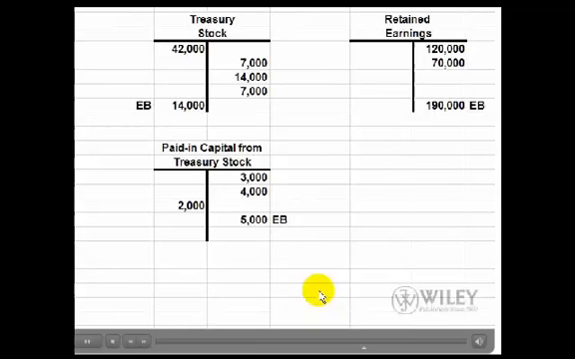Next, in Part B, we need to open T accounts for treasury stock, paid in capital from treasury stock, and retained earnings. In treasury stock, which has a normal debit balance as a contra equity account, we have an ending debit balance of $14,000. In retained earnings, we have an ending credit balance of $190,000. And in paid in capital from treasury stock, we have an ending credit balance of $5,000.